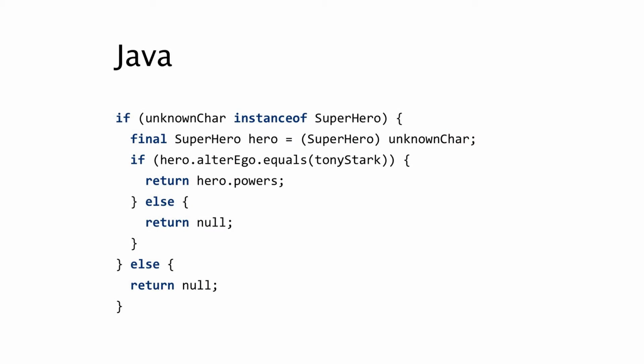This is the idiomatic Java code you would have written to solve this problem, to get this power. You see, it's a lot of boilerplate. You check the type of the unknown character. If it's a superhero, you typecast it. Then you check if its alter ego is Tony Stark, and if it is, you return the hero's powers. Otherwise you return null. So it's quite a long code.